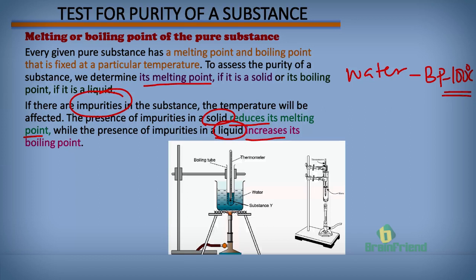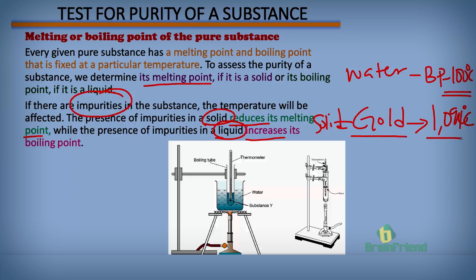For example, if you have gold, okay, gold melts at 1094 degrees Celsius, okay? It's a solid, all right? And then we have water, of course, that boils at 100 degrees Celsius. Let's give the example with the solid first. If we have impurities in gold, this melting point will be reduced. So by the time we test for its melting point, we may realize that it will melt, say, maybe at 900 degrees Celsius.